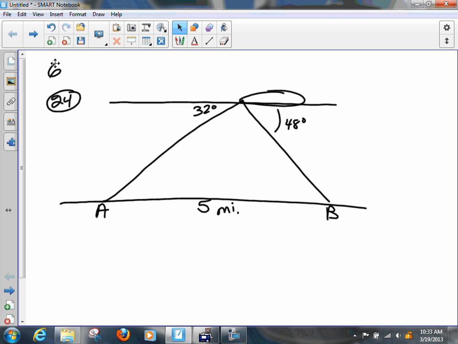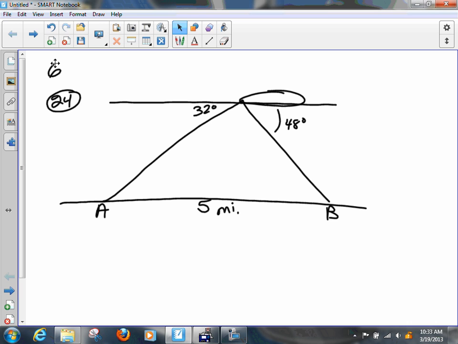It says a pilot is flying over a straight highway. He determines the angles of depression to 2 mileposts, 5 miles apart, to be 32 and 48 degrees as shown in the figure. Find the distance of the plane from point A. All right, that is part A.